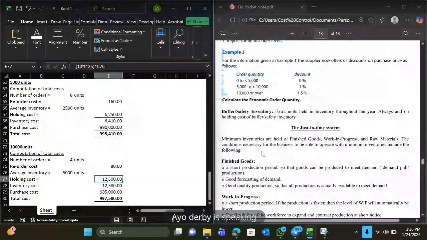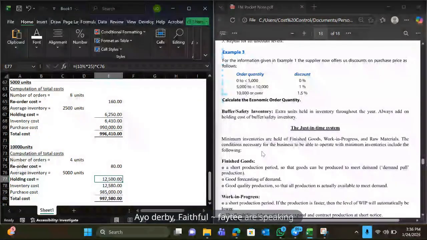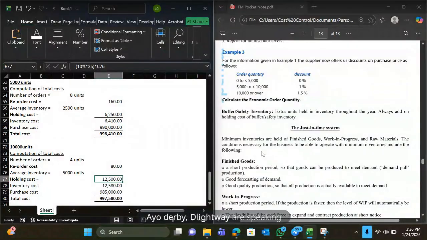So you are saying that if we are given buffer or safety inventory, we should add it to our holding cost? Yes. So are we going to be given it directly, or is there any calculation that we ought to do before? It might be a calculation, depending on how the question is structured. Well, I'll give an assignment.